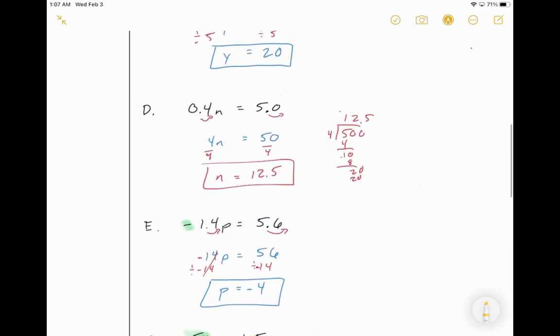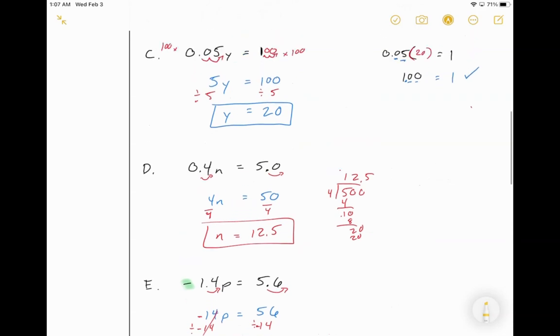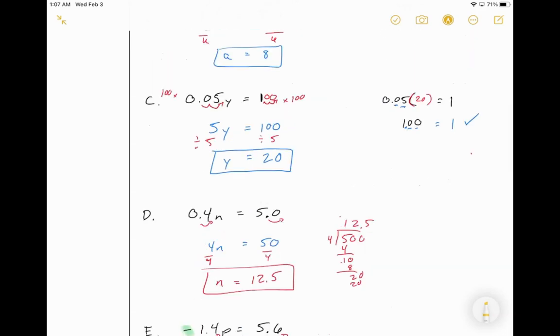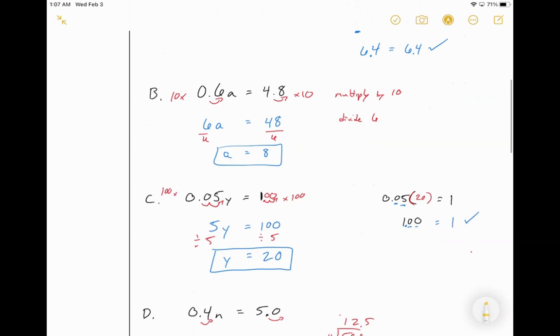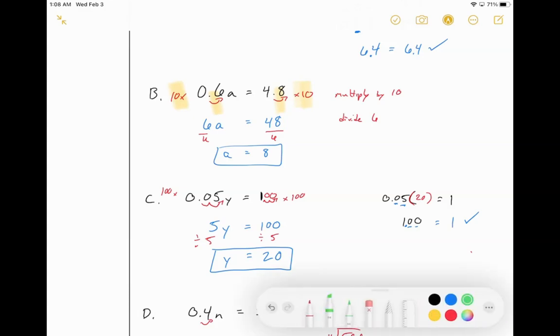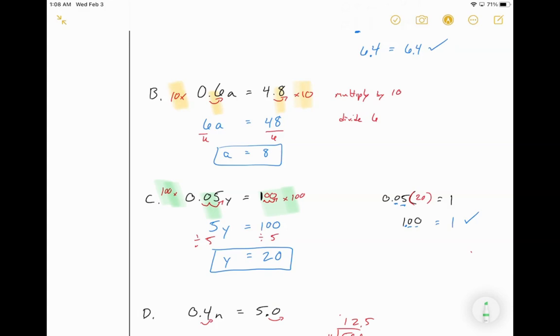And then all these other problems, again, try to get it so that the coefficient isn't a decimal anymore. If you need to move the decimal over 1, you're multiplying by 10. And it moves the decimal over 1. If you need to move it over twice, then you're technically multiplying by 100. You move it twice. As long as you're doing the same thing on both sides, you move the decimals on both sides, you're going to be fine.